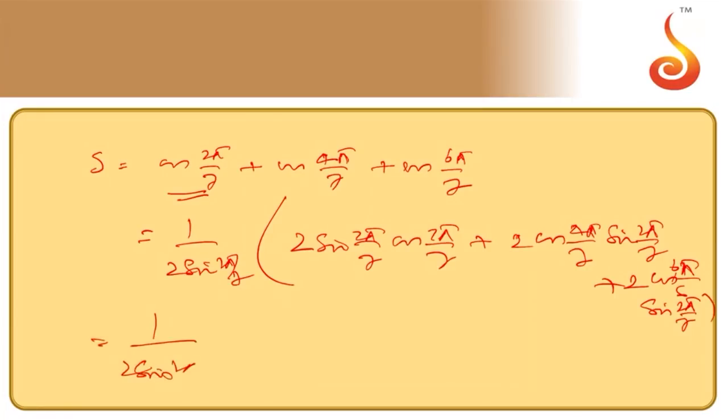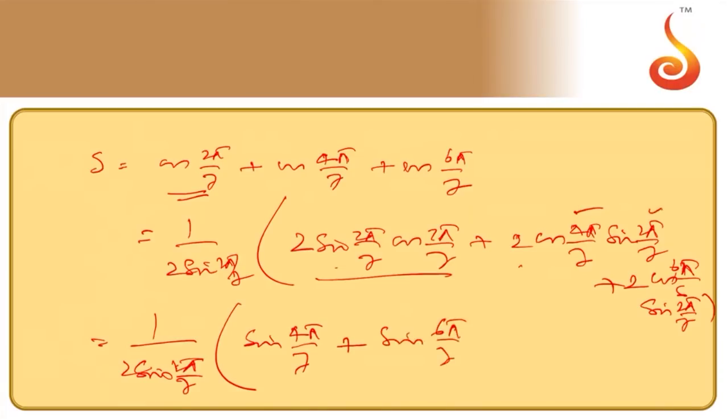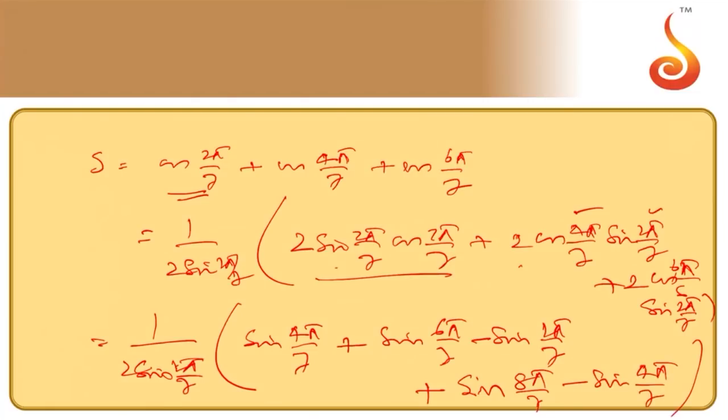That is written as 2 times sin 2 pi by 7. Applying the transformation, this is the sin 2 theta formula: sin theta cos theta is sin 4 pi by 7. And this, 2 cos A sin B, is written as sin of the sum minus sin of the difference. It is sin of the sum 6 pi by 7 minus sin of the difference 2 pi by 7. And here also, sin of the sum 6 pi by 7, 2 pi by 7, 8 pi by 7 minus sin of the difference, 4 pi by 7.